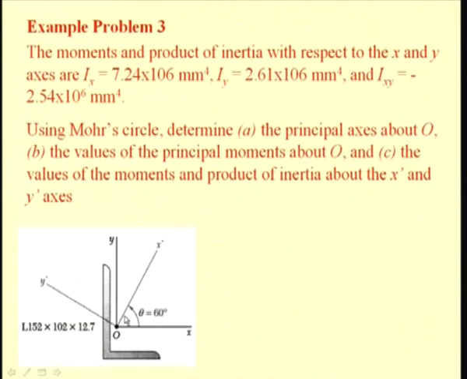We are interested by this Mohr circle method to determine the principal axis passing through this point O and the principal moments, and also we are interested to determine the values of moments and product of inertia for this rotated axis, that is x prime O y prime, which is rotated by 60 degrees in the counterclockwise direction. So, let us see how we solve this problem by the Mohr circle method.